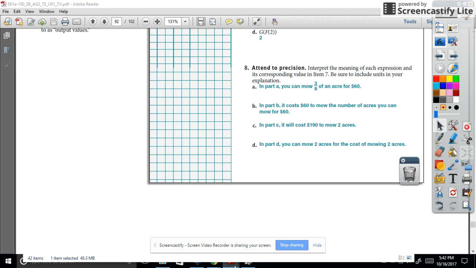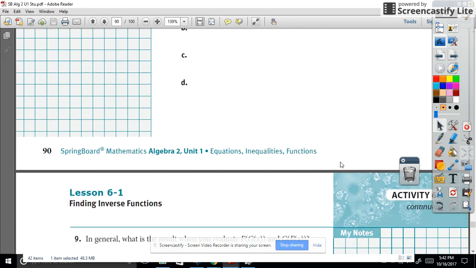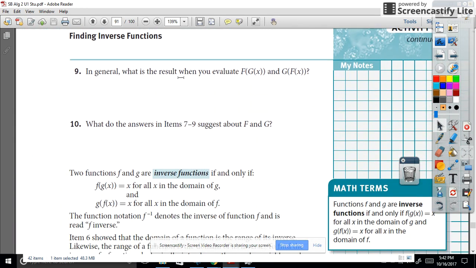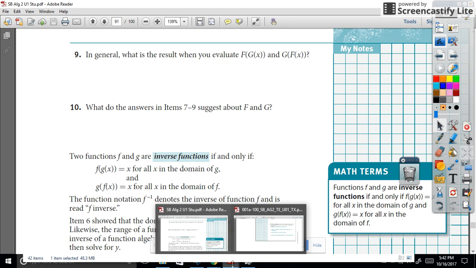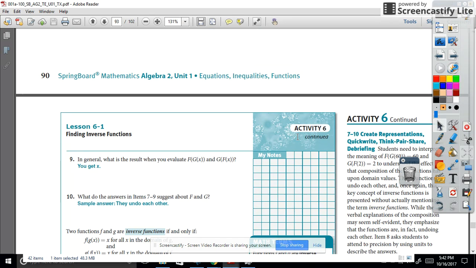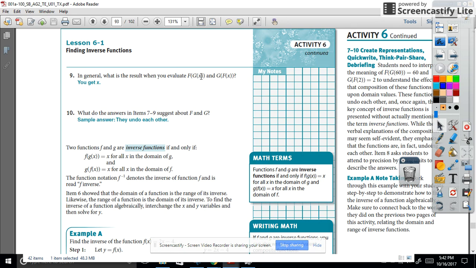Okay, let's go back to this one. In general, what is the result when you evaluate f of g of x and g of f of x? Again, I'm going to jump over to the teacher's edition so we can save a little bit of time. So in general, you get whatever you plugged in. When we plugged in 60 right here, and we turned it around, we got 60 as the answer. So when we are doing inverse functions, when you have two functions that are inverses of each other, whatever you plug in, you turn around and get it out of the inverse.